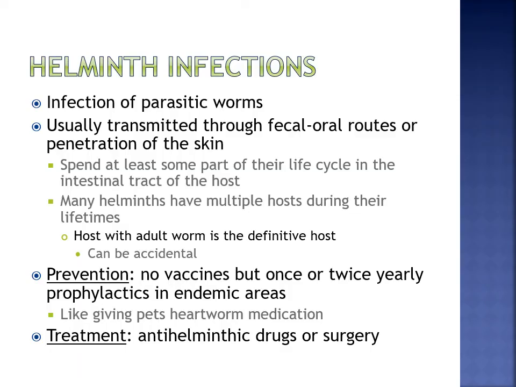Okay, and then our last section for this chapter is going to look at helminth infections. Remember, these are infections from parasitic worms. Usually these are all going to be transmitted through fecal oral routes, but some of them we'll see can actually penetrate directly through the skin, which is terrifying. For all of these, at least part of their life cycle will be in the intestines of the host. We, of course, are going to be looking at the ones that get into humans, but most of these helminths have multiple hosts during their lifetimes.